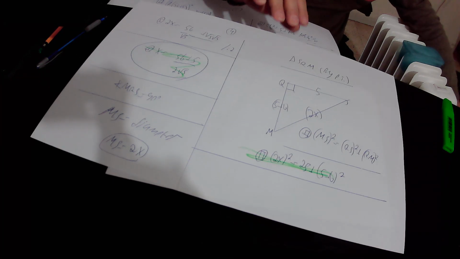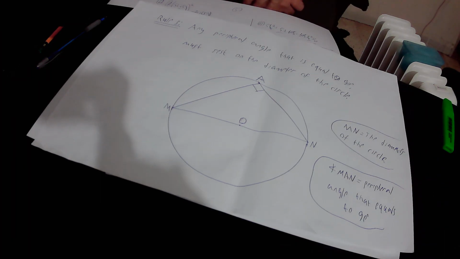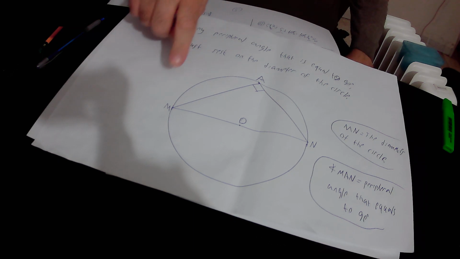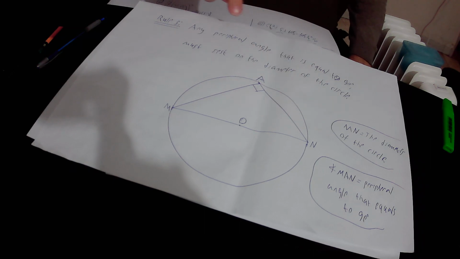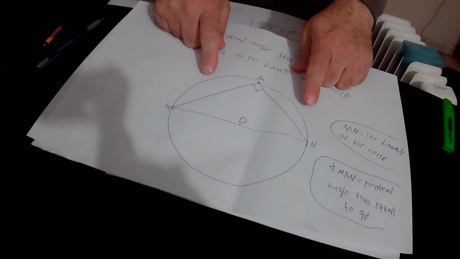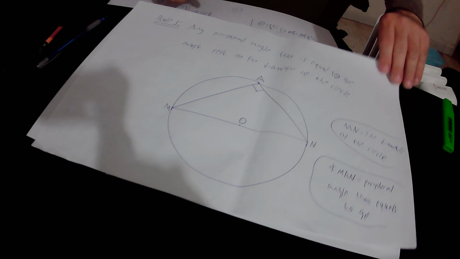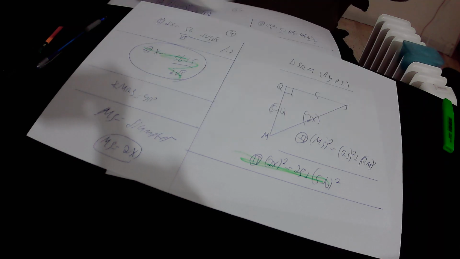And repeat again, rule number 5. According to rule number 5, any peripheral angle that is equal to 90 degrees must rest on the diameter of the circle. Here we have peripheral angle MAN that is equal to 90 degrees. Therefore, this peripheral angle must rest on the diameter of the circle. That is to say, MN is the diameter of the circle. We can implement rule number 5 in our drawing.